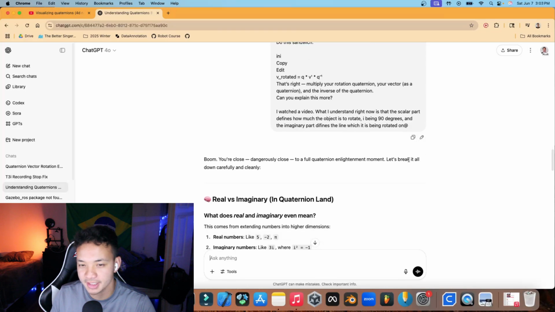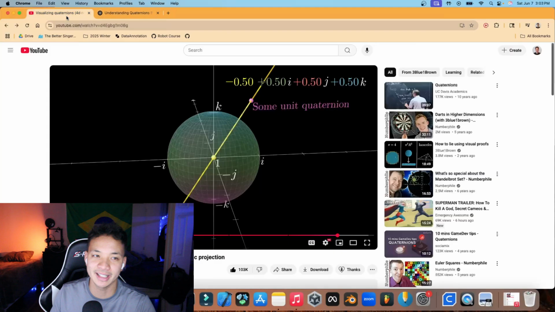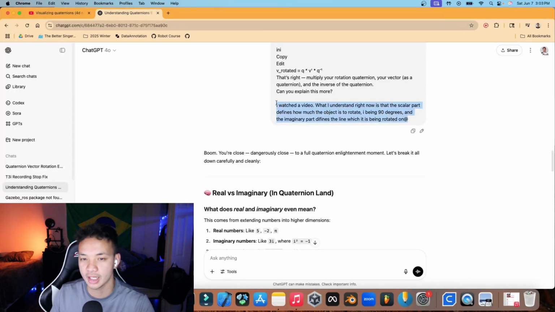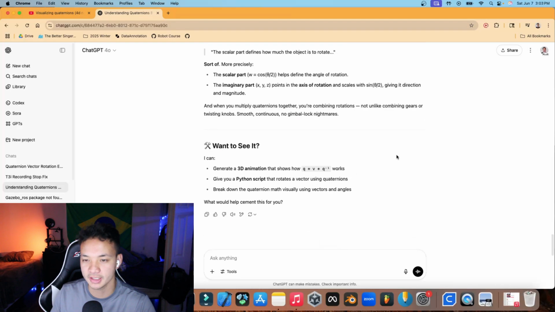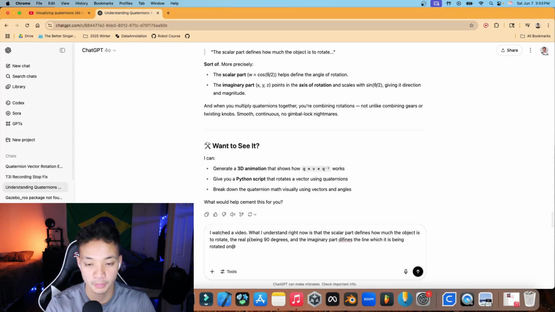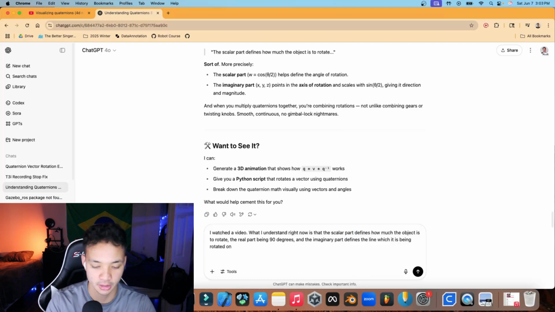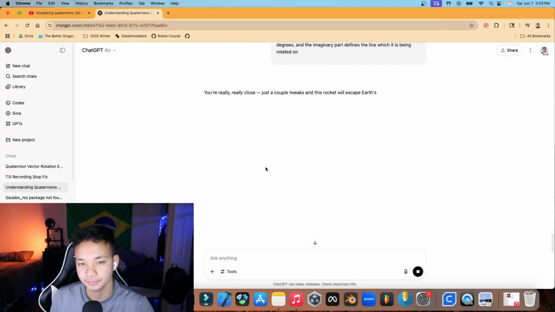What I understand right now is the scalar part defines how much the object rotates, I being 90 degrees. So it's not I. It's this real number that just describes how much you're rotating, right? Let's see if I copy this and paste it, if it will understand. Is the real part being 90 degrees and the imaginary part defines the line which is being rotated on? Let's see what that says.